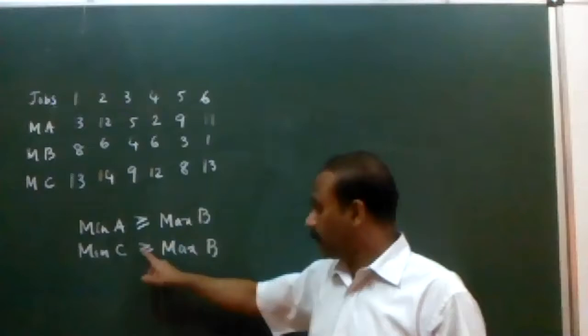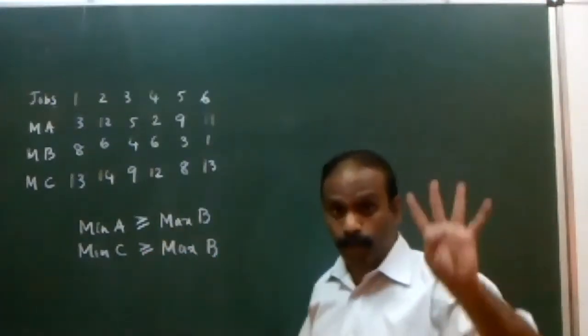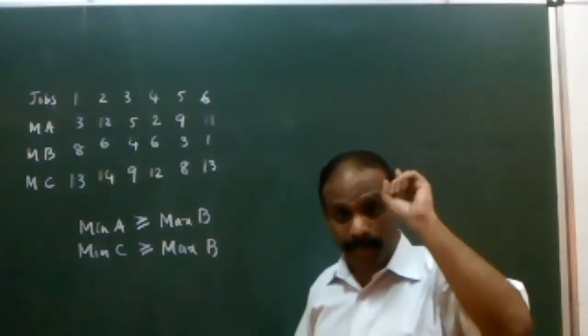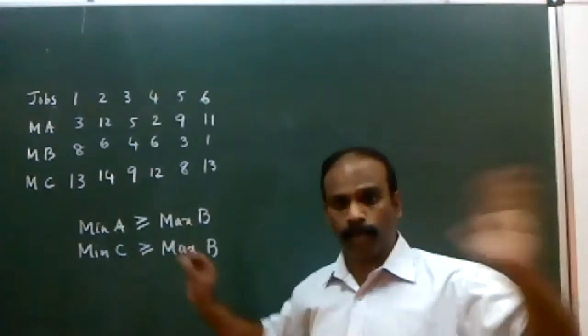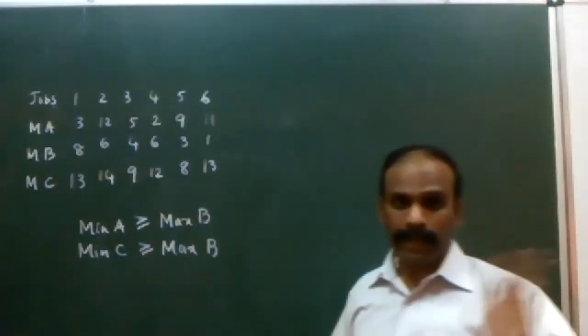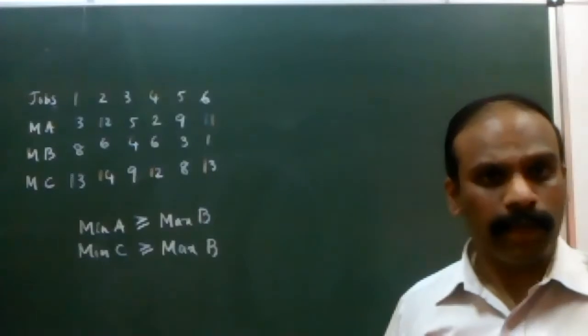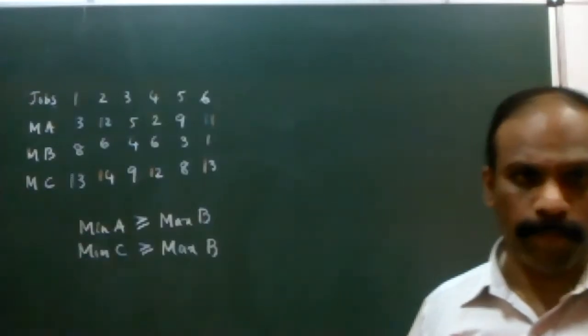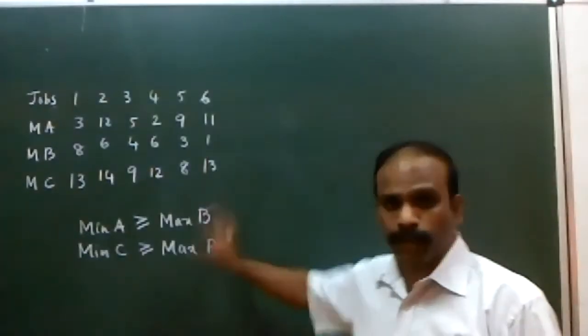Greater or equal, greater or equal. So totally there are 4 possibilities. If any one condition is satisfied, the problem is good to go. Need not be all conditions to be satisfied. Even if one condition is satisfied, you can go and convert it to a 2 machine problem. Now, let me write the values.